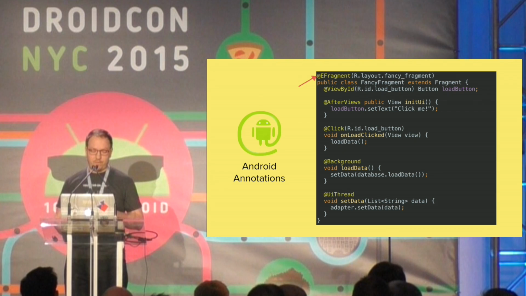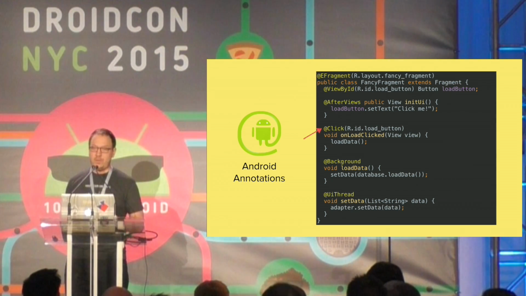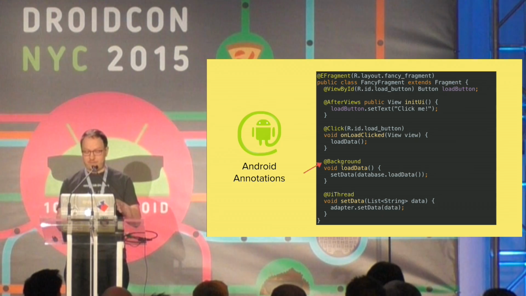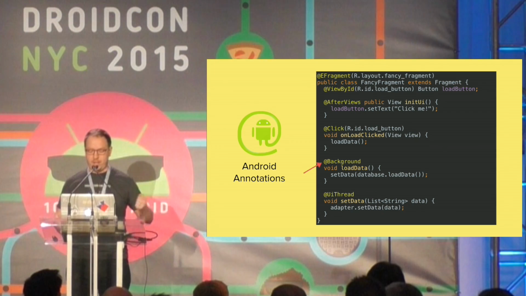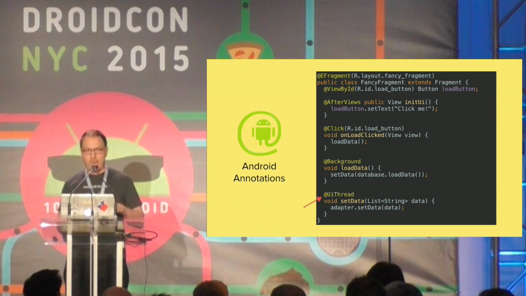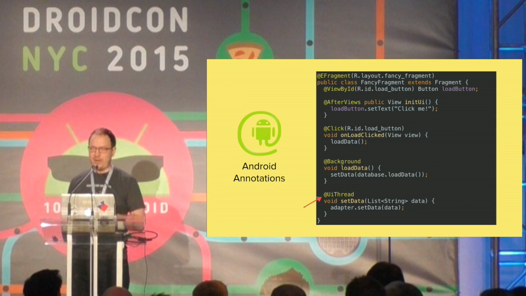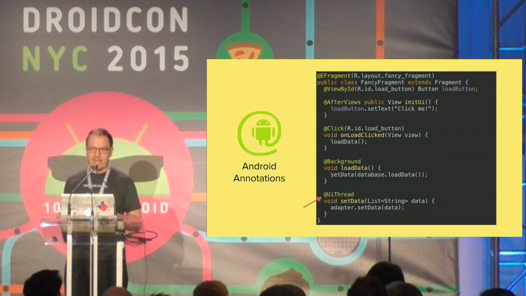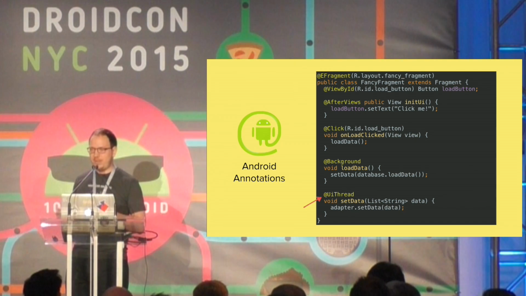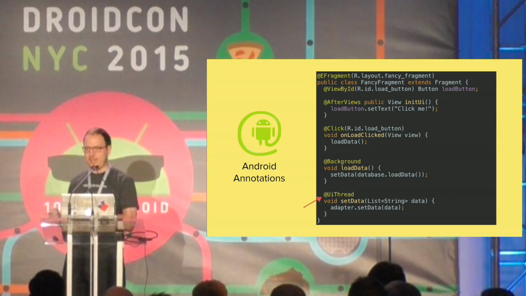You have the find view by ID there, and here you have the click listener. But it also exposed some even more powerful annotations, like a background annotation, which means that particular method would be run on a background thread. And another one is the UI thread, so certain code would be run on the UI thread. As you can probably guess, this was really easy to abuse and led to some spaghetti code, because it allowed you to write asynchronous code without really having a standard asynchronous model.